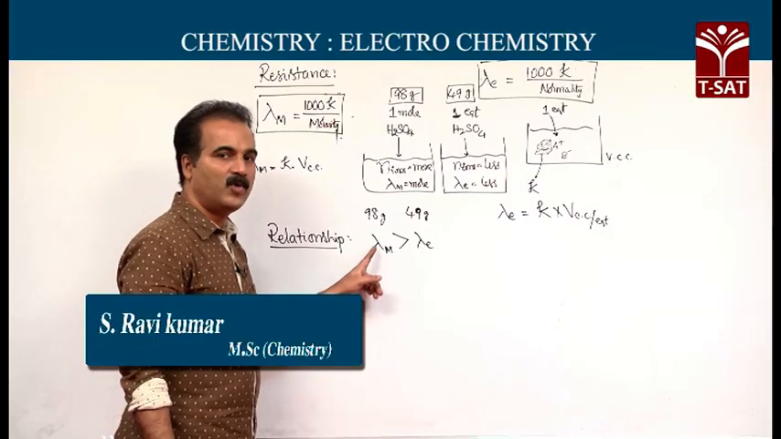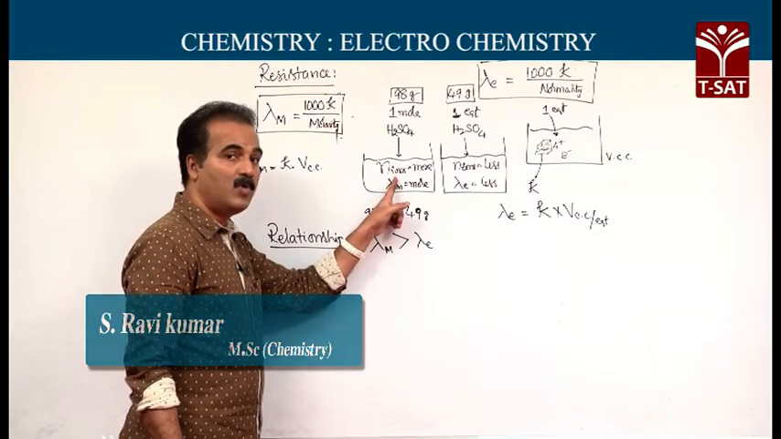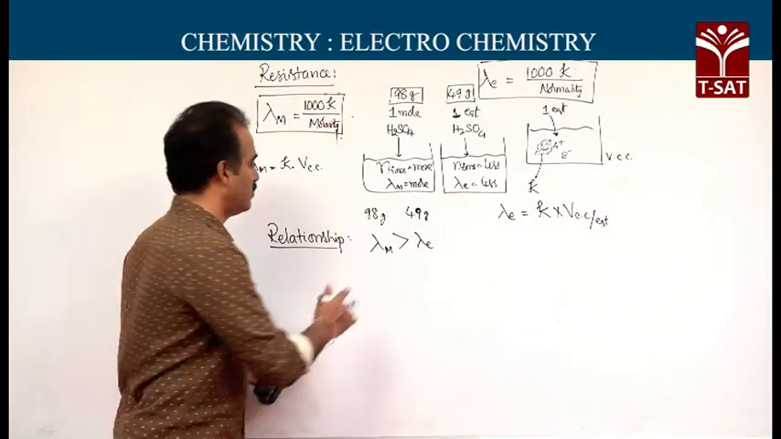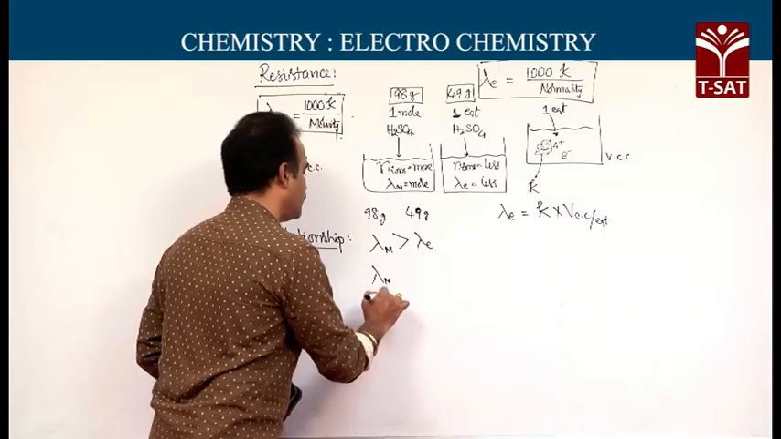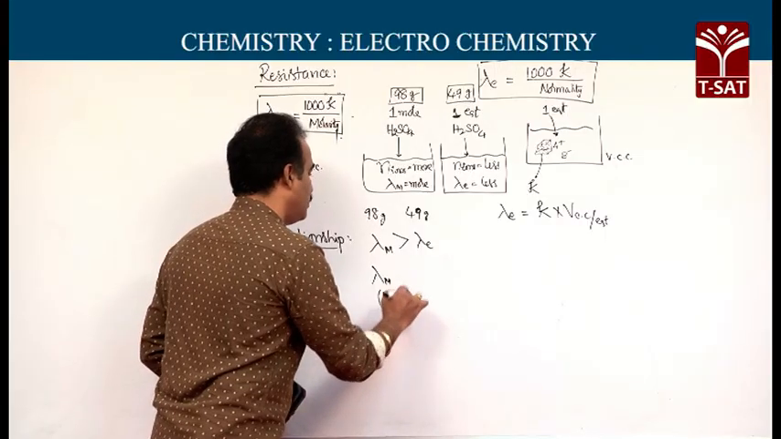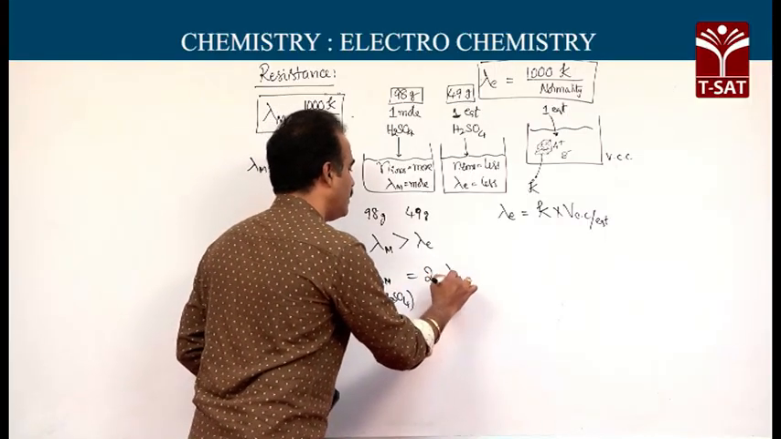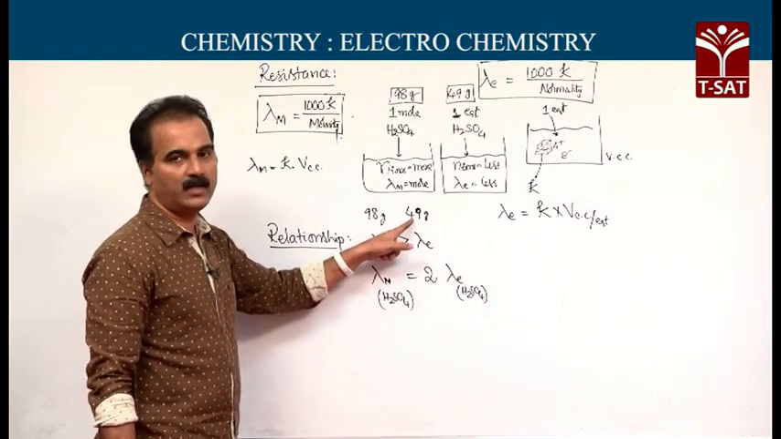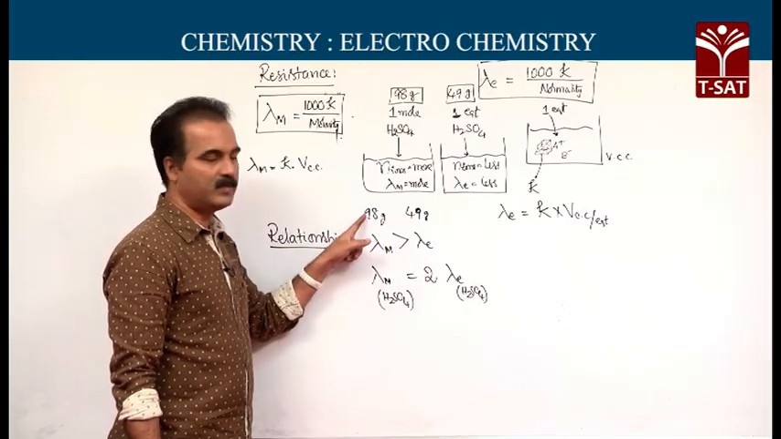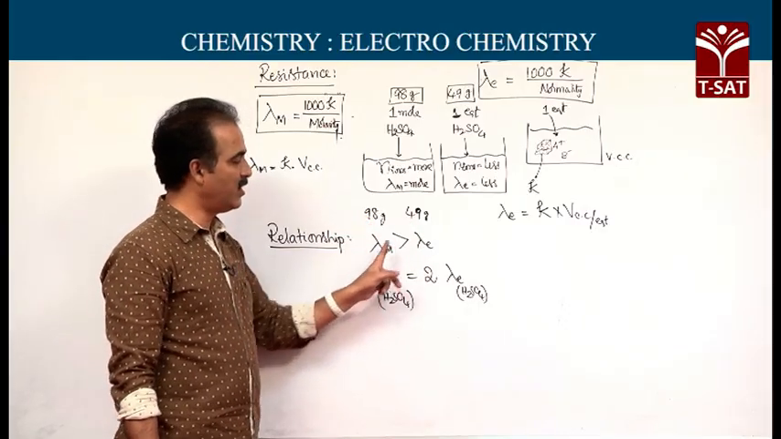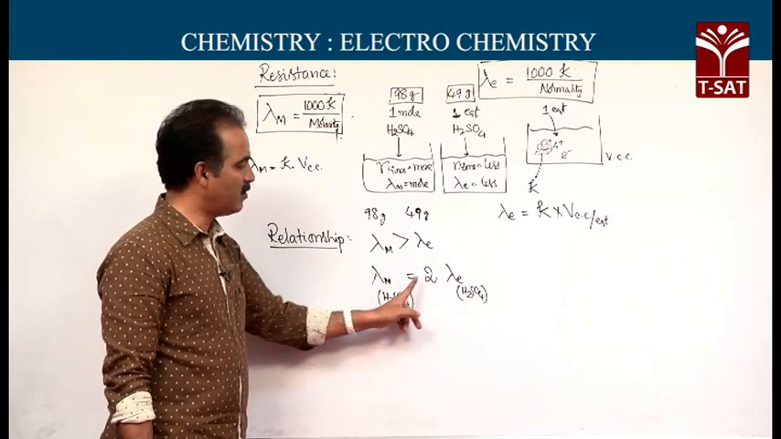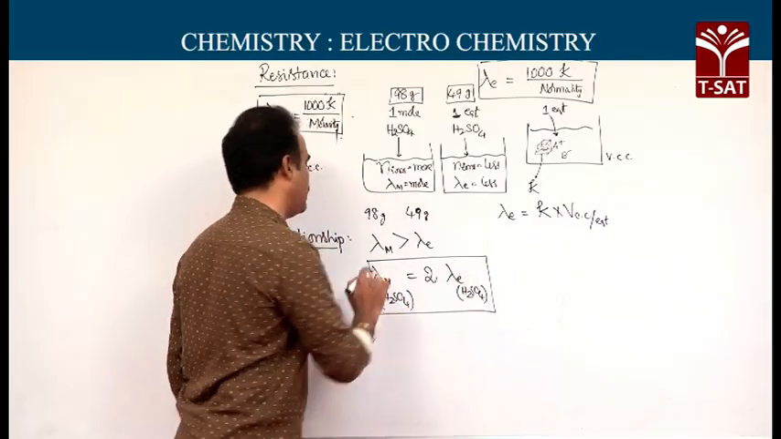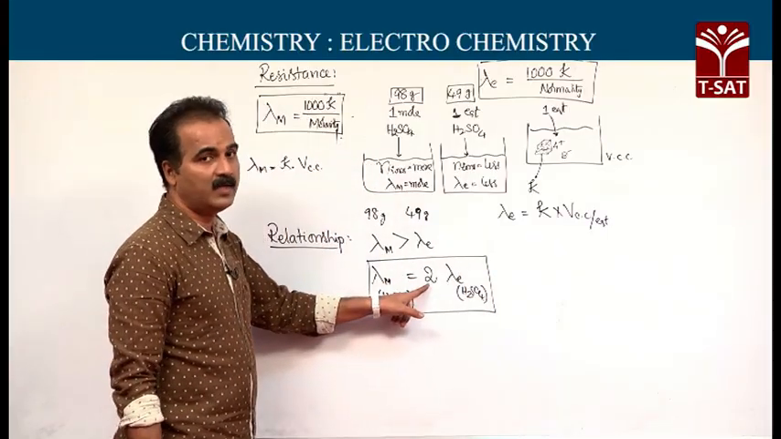So, you can say molar conductance is definitely more than equivalent conductance, and it is more by 2 times. Molar conductance of sulfuric acid is 2 times the equivalent conductance of sulfuric acid, because 1 equivalent is 49 grams only. 1 mole means 98 grams. So lambda m is 2 times lambda e. What is 2 here?